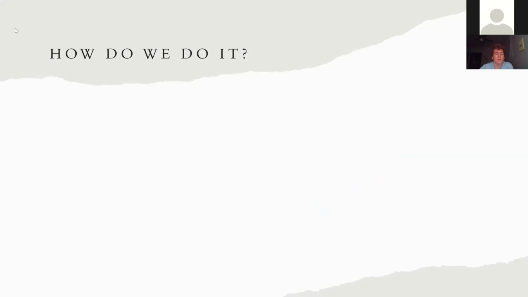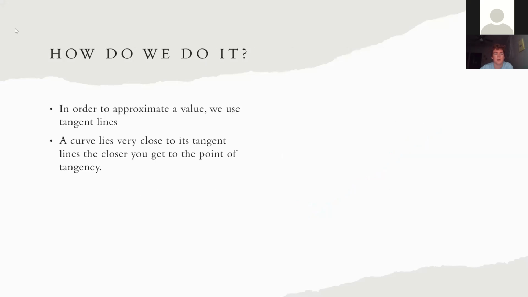How do we do it? In order to approximate a value, we're going to use tangent lines. A curve lies very close to a tangent line the closer and closer and closer you get to the point of tangency.